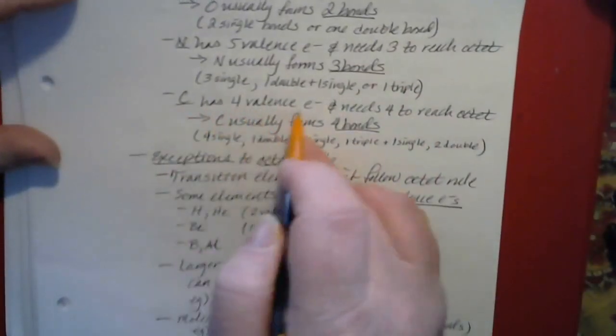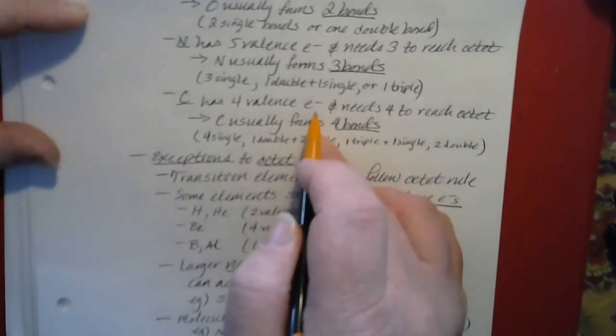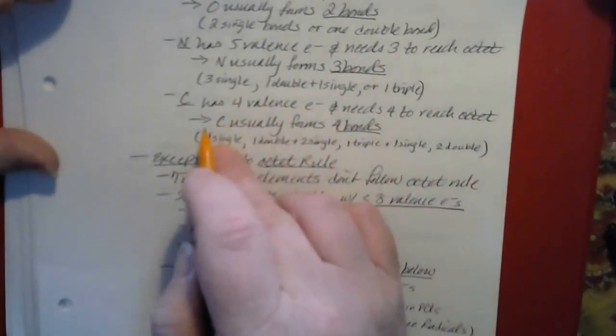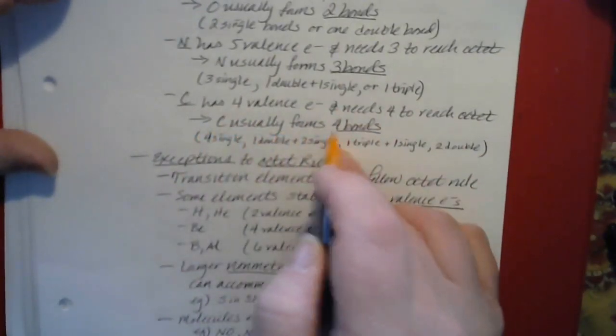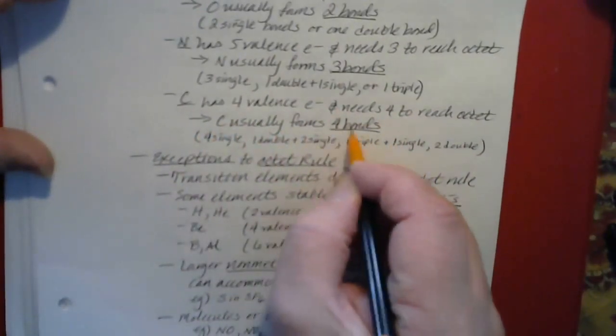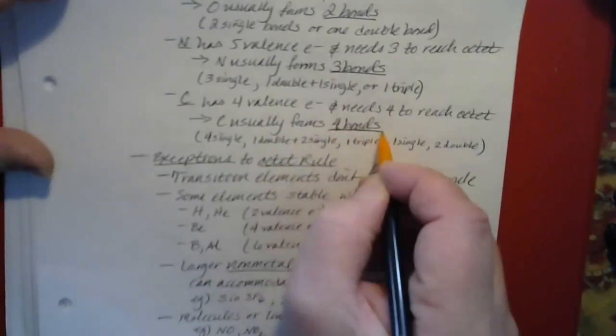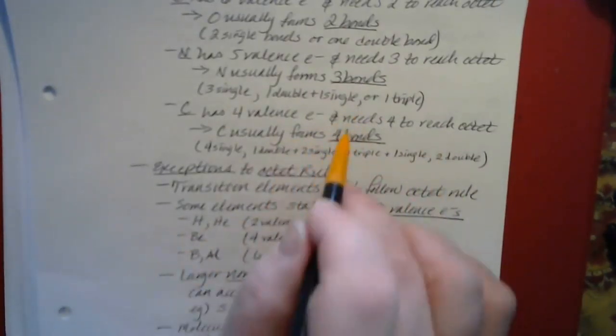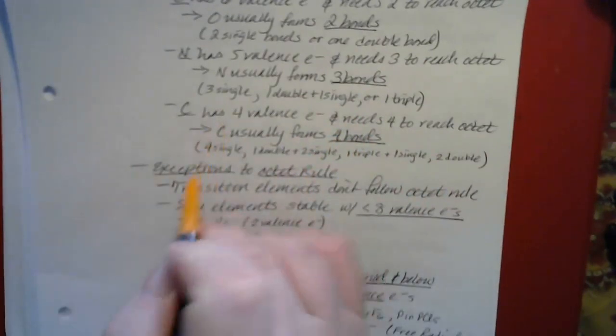Carbon has 4 valence electrons, and that means it needs 4 more to reach an octet, and that means that carbon almost always forms 4 bonds. And there is an entire branch of chemistry known as organic chemistry that is based on this fact. And it always keeps coming back to the fact that carbon always forms 4 bonds.